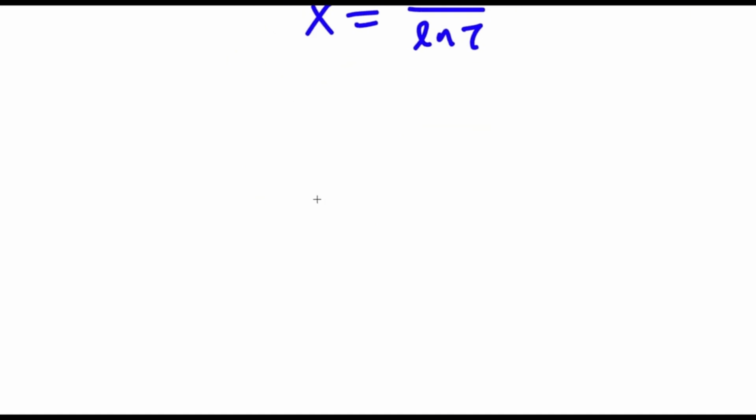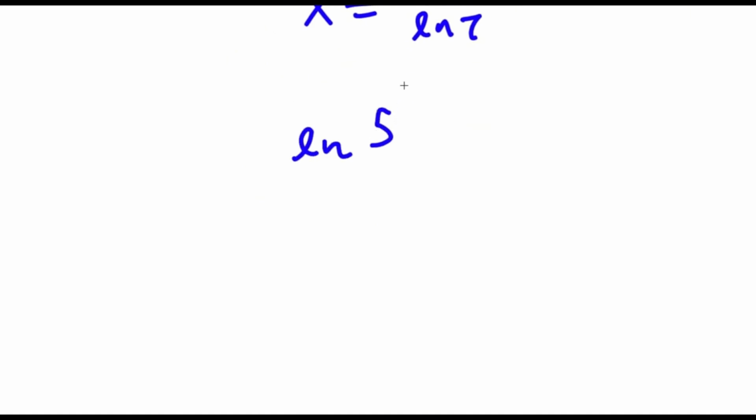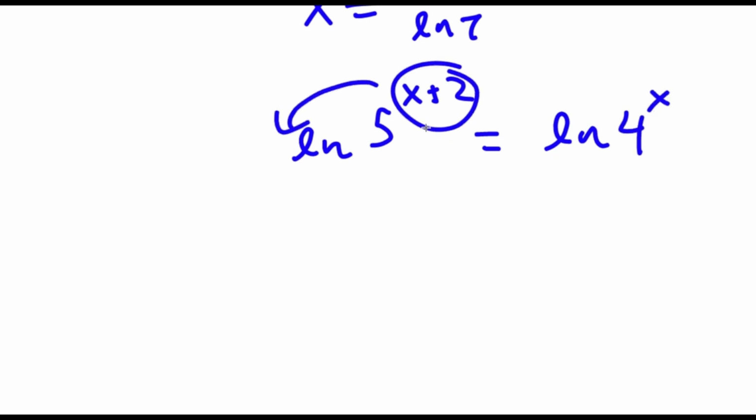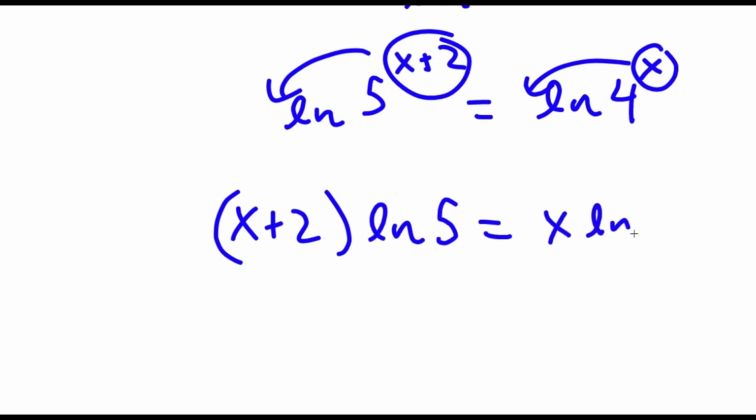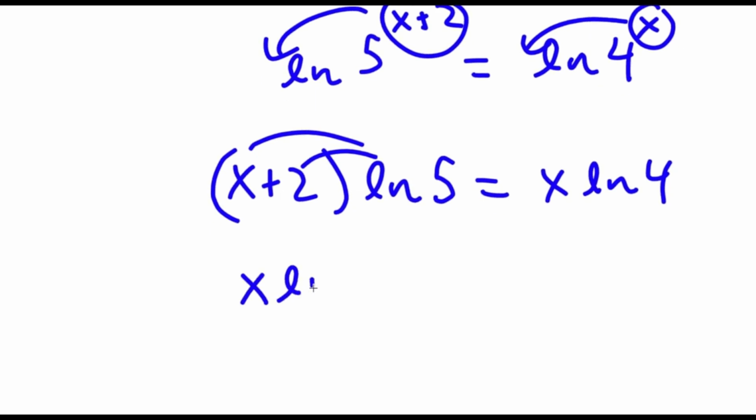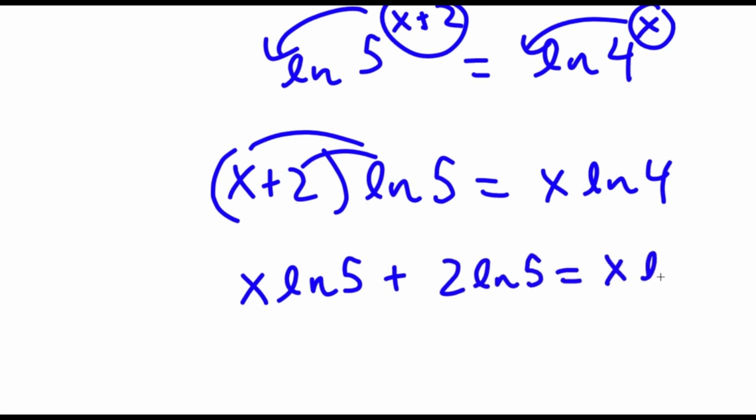So now for our original problem, I had ln 5 to the power of x plus 2 is equal to ln 4 to the power of x. Now I can move both these exponents to the front. So now I have x plus 2 times ln 5 is equal to x times ln 4. Now I'm going to go ahead and distribute ln 5 to both these terms. So now I have x times ln 5 plus 2 times ln 5 is equal to x times ln 4.